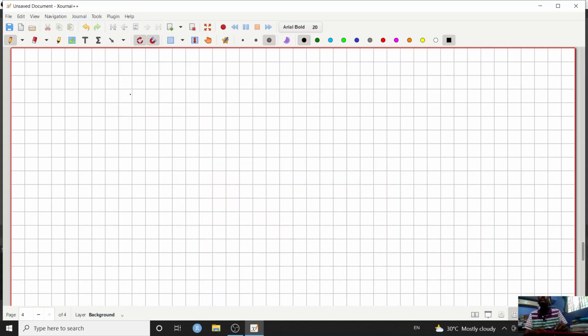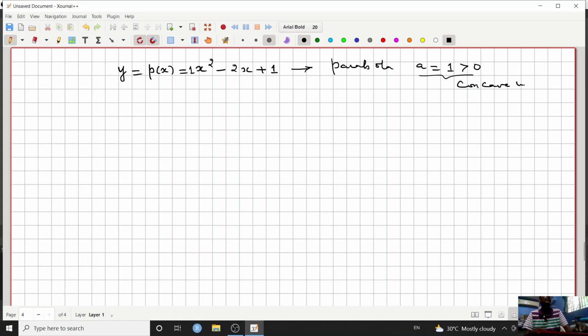Let us consider the parabola again. Let us consider the parabola y is equal to p of x, which is equal to x square minus 2x plus 1. This is also a parabola, and here the coefficient a is equal to 1, which is greater than 0. Therefore it is a concave up parabola, of this form.